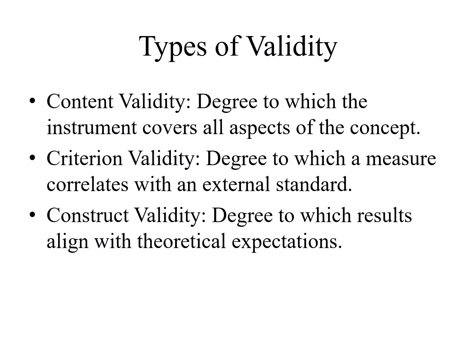Types of validity. There are several types of validity. Content validity refers to the extent to which the measurement instrument covers all aspects of the concept being studied. Criterion validity measures how well the results correlate with an external standard or criterion. Construct validity examines whether the measurement results align with theoretical expectations. These types of validity help ensure that measurement instruments are accurate and scientifically sound.